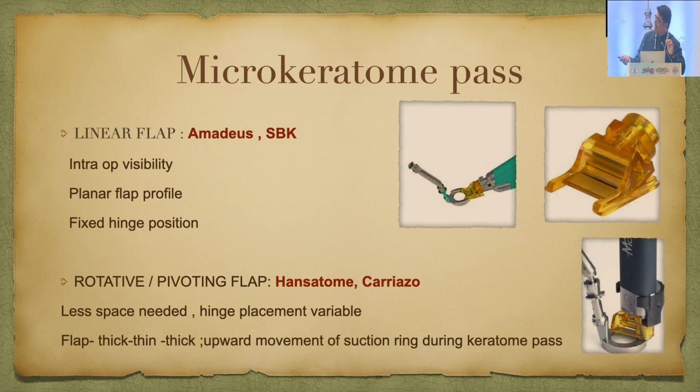After that, as I said, there are two types of systems. This is the Amadeus and the SBK Moria system, which makes a linear flap. The advantage in this kind of system is that when the flap is being made, you can clearly see it. So in cases of flat keratometry readings, where there are chances of a free cap, you can easily see that you have the entire flap near the blade, and you can safely preserve that flap and place it again after ablation.